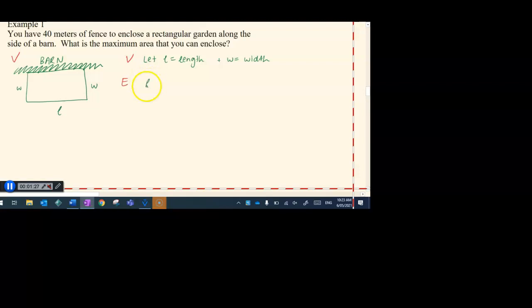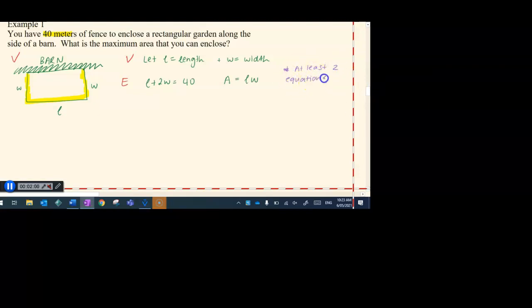All right, so what do we know about this? We know that the length plus 2 widths is going to equal how much? If I go all the way around, that's the total fence there, equals 40. All right, so that's one equation. And what's the other equation that we know? Area equals length times width. Good. Now, in optimization questions, you are almost always going to form at least 2 equations.